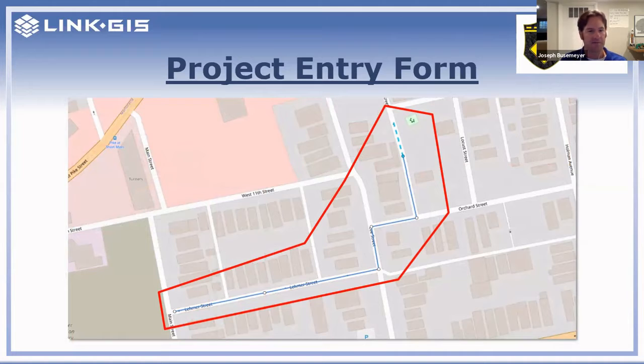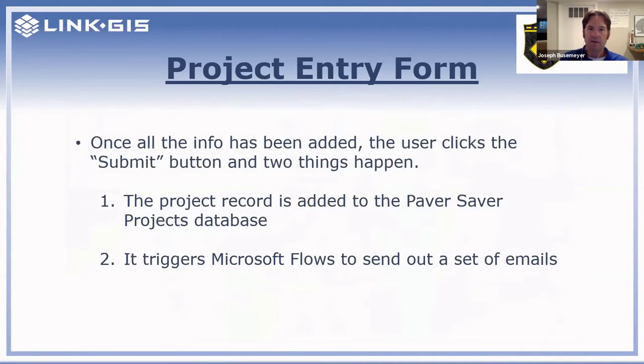This is just a quick illustration of what a new project entered into the database may look like. Simple, we're all GIS folks here. You know, you drop in a point or a vertice, start drawing your line, move your different angles, double click when you're done. So when you hit the submit button, two things happen. So first, that newly entered project record is added to our Paver Saver project database. So it becomes a part of the feature layer service that we have. And secondly, it triggers Microsoft Flows to start to run a bunch of queries and then spit out emails to particular people who need to receive this information.